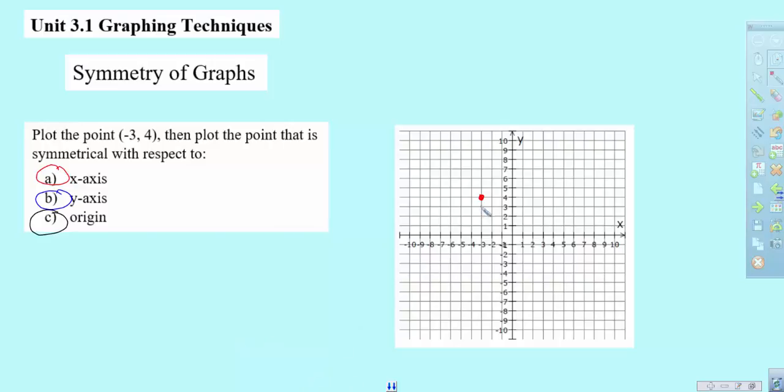So symmetry over the x-axis, that means that I'm 4 units above, 1, 2, 3, 4. So I'd be 4 units below, 1, 2, 3, 4. So this is my parent function. This is my starting point right there. So that would be symmetry over the x-axis, and you can see that point would be negative 3, negative 4.